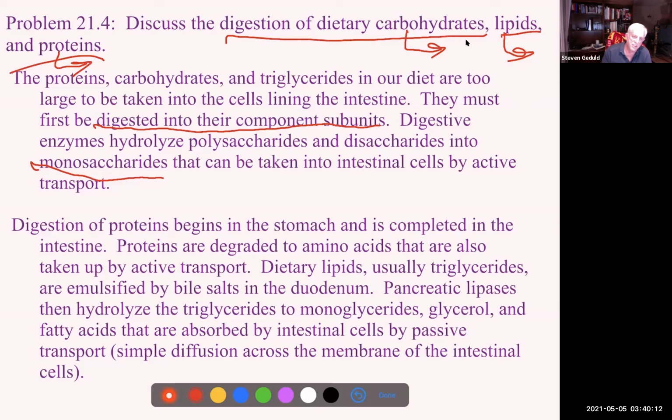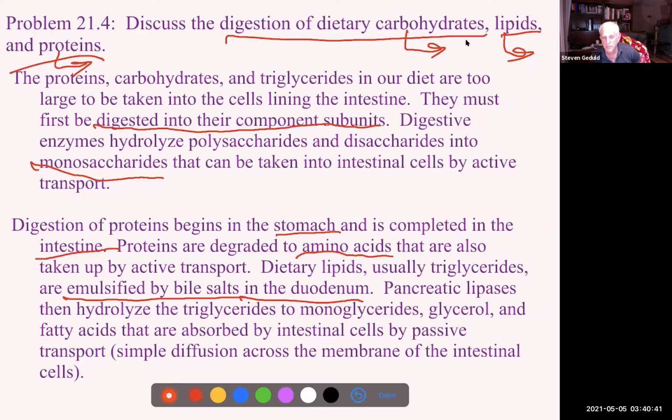Okay. Digestion of proteins begins in the stomach and is completed in the small intestine. Proteins are degraded to amino acids that are also taken up by active transport. Okay. Dietary lipids, usually triglycerides, are emulsified. That's our first step, by bile salts in the duodenum. The duodenum is the first part of the small intestine, right after the stomach. That's where the stomach empties its contents.